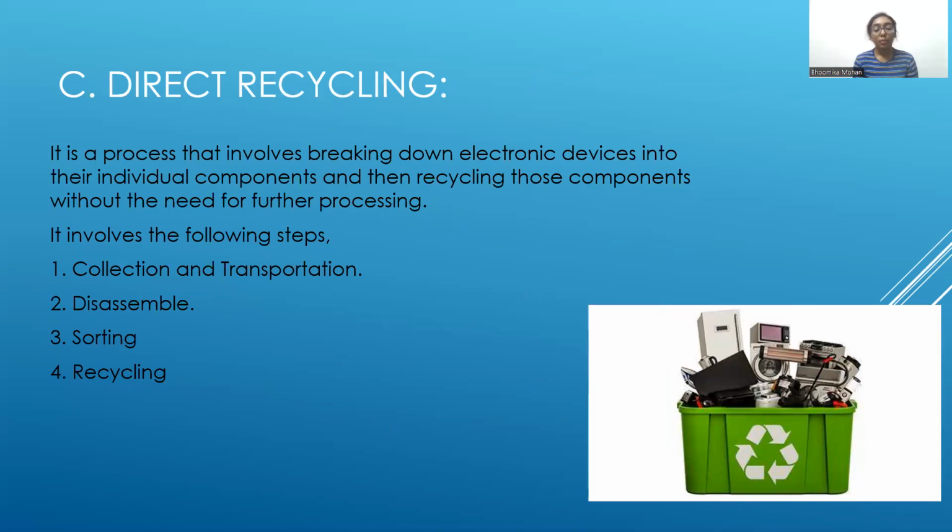The third type of process is direct recycling. It is a process that involves breaking down electronic devices into their individual components and then recycling those components without the need for further processing. It involves the following steps. First is collection and transportation. Second is disassembly. Third is sorting. Then the last step is recycling.